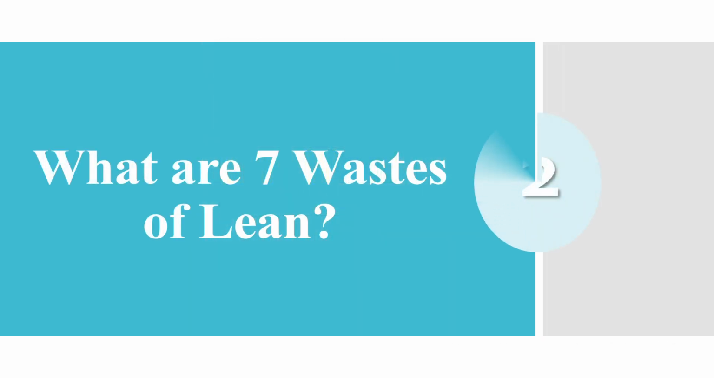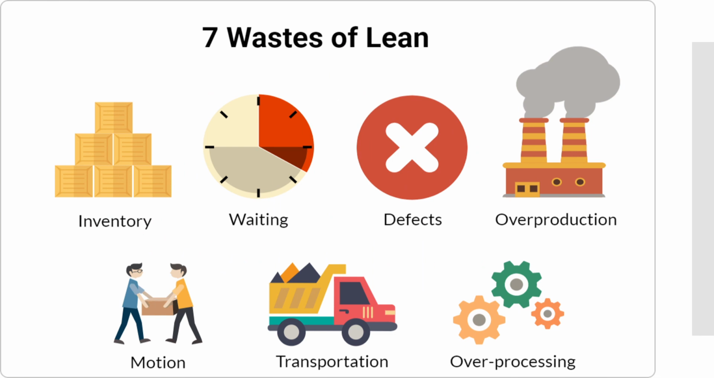Now we are going to understand the basic 7 wastes of lean. As I already mentioned at the start of the video, the basic 7 wastes are inventory, waiting, defects, overproduction, overprocessing, transportation, as well as motion. Each of these wastes we are going to study in detail.